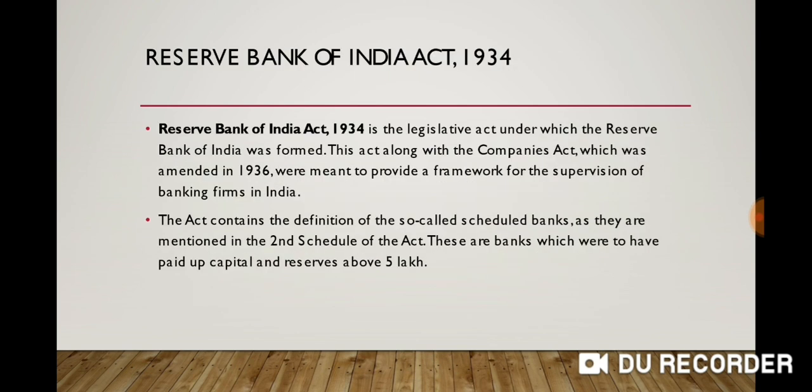Now we come to the Reserve Bank of India Act 1934. So this act is the legislative act under which the Reserve Bank of India was framed. This act, along with the Companies Act, which was amended in 1936, was meant to provide a framework for the supervision of banking firms in India. The act contains the definition of the so-called scheduled banks as they are mentioned in the second schedule of the act. These are banks which were to have paid up capital and reserves above 5 lakhs.